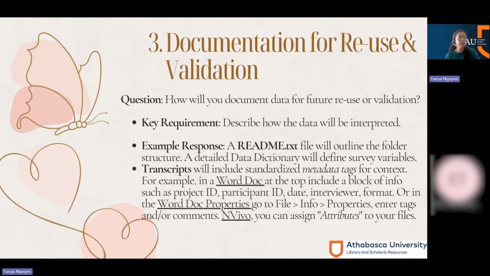Next, documentation for reuse and validation, describing how the data will be interpreted using documentation. One example is using a readme.txt file. This is your roadmap detailing the folder structure and guiding future users through the data set. It's important that anyone who looks at this in the future can quickly understand where everything is and what each component means.